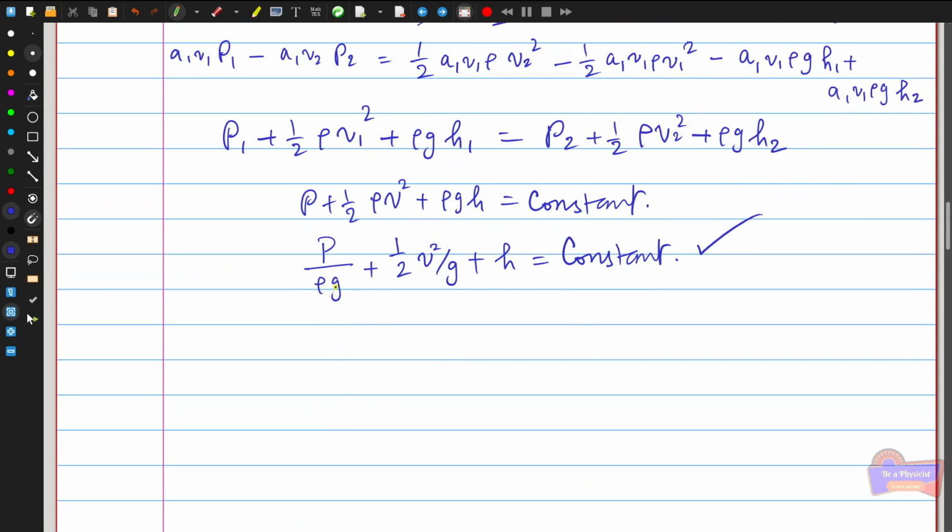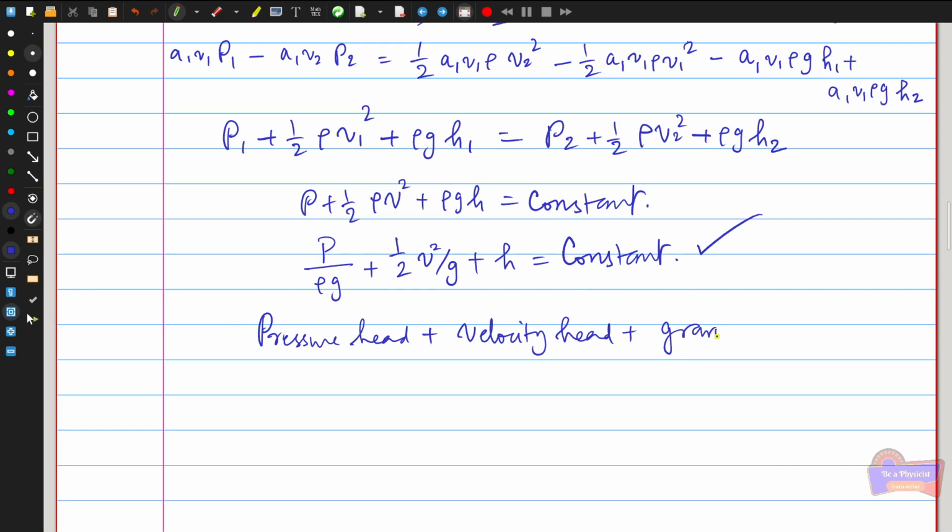Here you can see this P divided by rho G is nothing but the pressure head, plus the half V squared by G is the velocity head, plus the H is actually the gravitational head. The sum of all this is equal to a constant value. And so the Bernoulli theorem can be stated as: when an incompressible non-viscous fluid flows in streamline motion, the sum of the pressure head, velocity head, and gravitational head remains a constant throughout its motion.